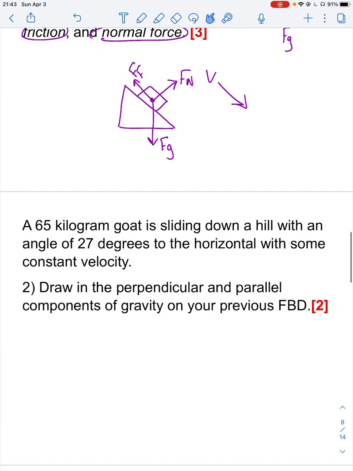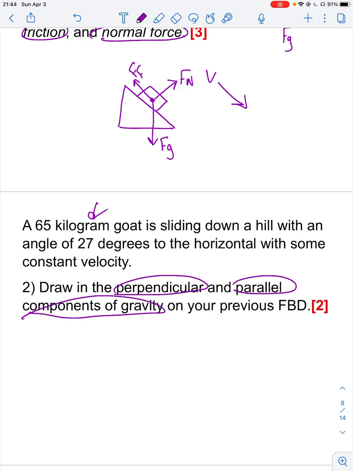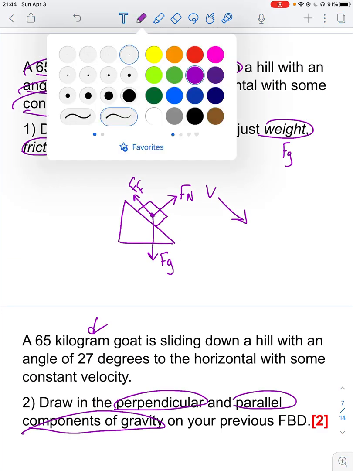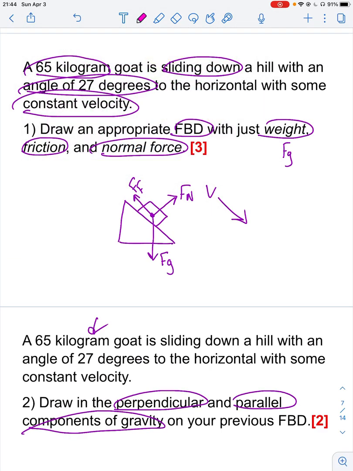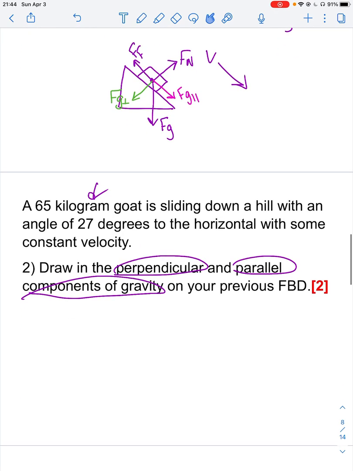All right, the second part has still the same information up here, but it says to now draw the perpendicular and parallel components of gravity on your previous free body diagram. So again, I'll draw it in different colors. We know that the force of gravity parallel is the one that pulls down the slope, and the force of gravity perpendicular is the one that pulls into the surface, so it's equal and opposite to the normal force. Okay, so that's how you would draw them on your free body diagram.